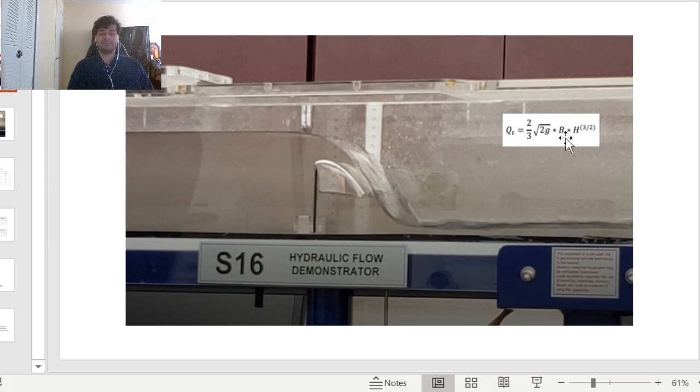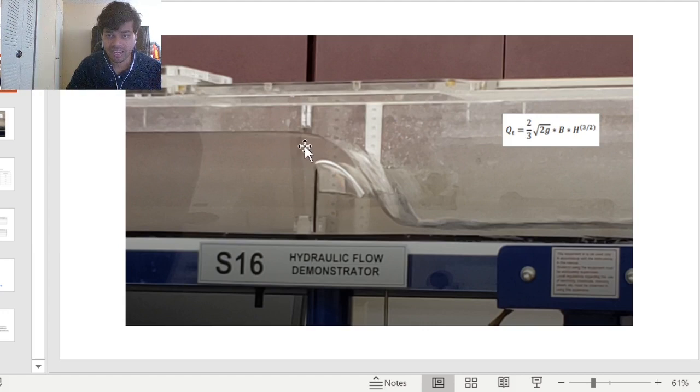You can see this is the formula to measure the theoretical discharge using the sharp crested weir: 2/3 times the square root of 2g, times B, times H to the power 3/2. B is equal to 77 millimeters. And what is H? H is the height or head, which is from the top of the weir to the free surface of the water. This is basically the head.